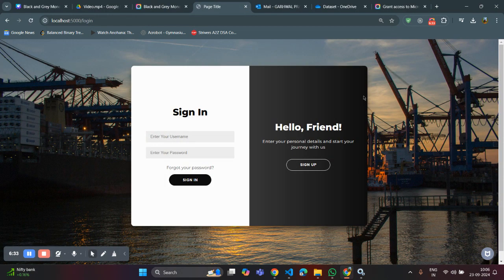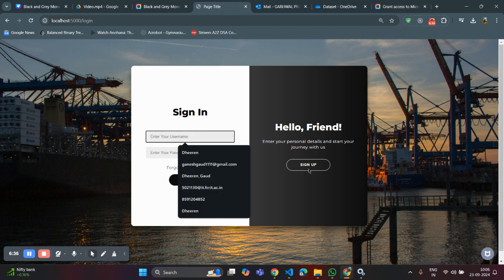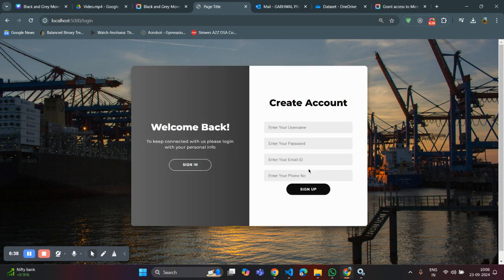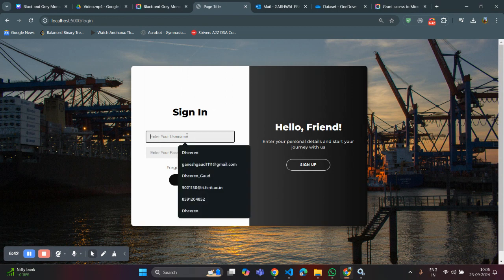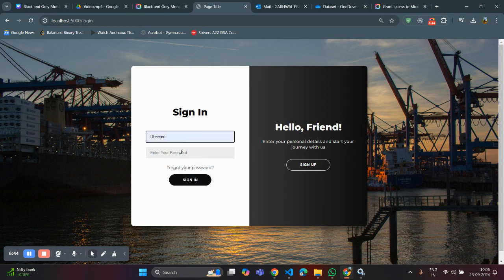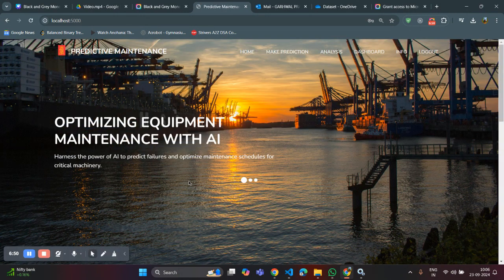First, we have to log in. If you are a first-time user, you can create your account here. And if you already have an account, you can log in directly. Suppose I already have an account, so I will log in from here. See, I have successfully logged in.